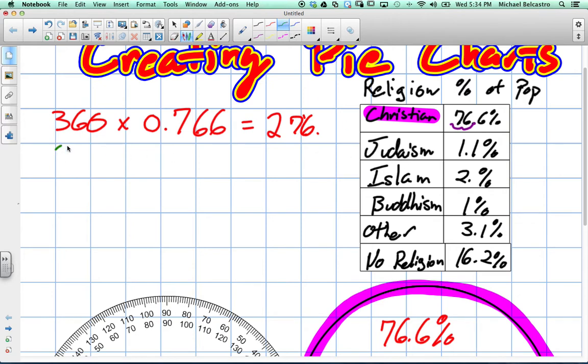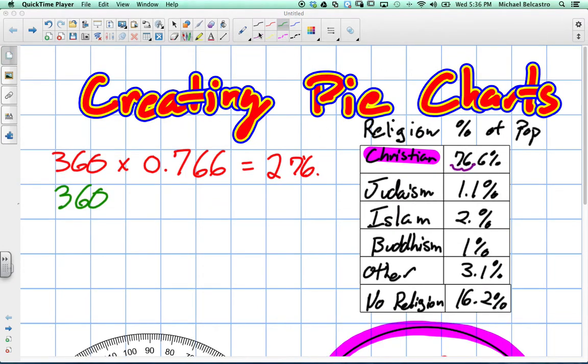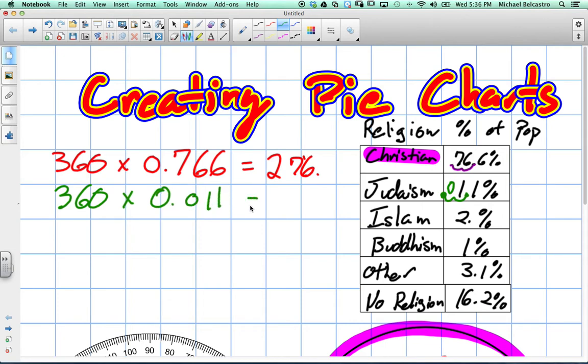Judaism. We have to multiply by 360. How do I turn 1.1% into a decimal? Remember we said we take the decimal and move it to the left two spaces. So here it's 0.011. That's right. So now take your calculator out and multiply 360 by 0.011. I'm going to go ahead and move all of these decimal places over while you do that. 3.96. So let's round that. What would we say it is? 4. So it's 4 degrees.